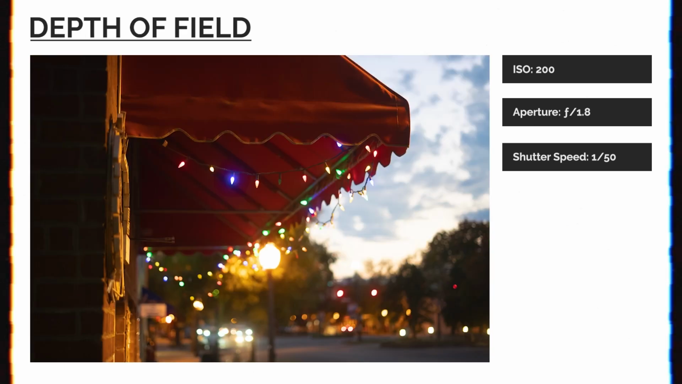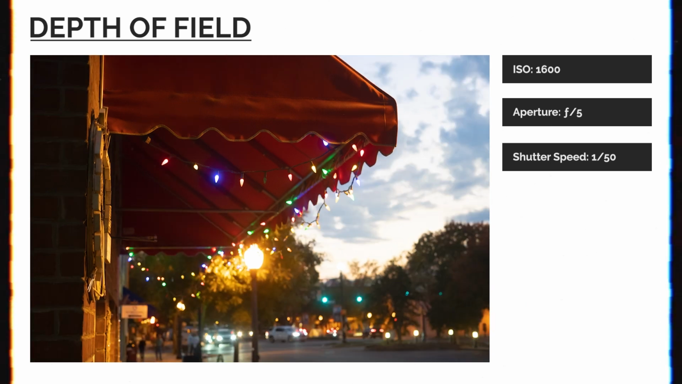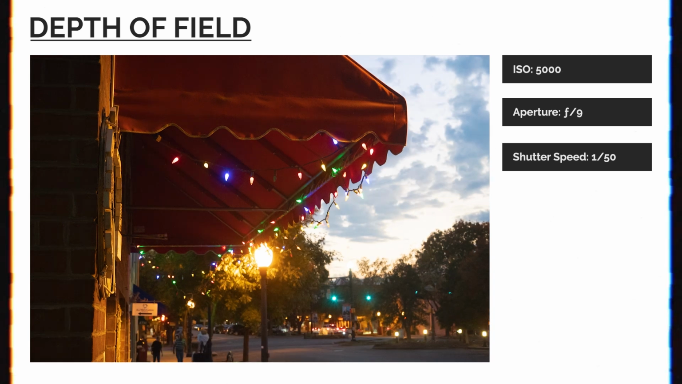Now let's talk about depth of field, or how much is in focus. With this photo taken at f1.8, you can see that the lights in the foreground, which we are focusing on, are in focus, and the lights all the way in the background are completely out of focus. Now to this one at f5, you can see the lights are a bit more in focus. And finally on this one at f9, you can see a lot of detail in the background.